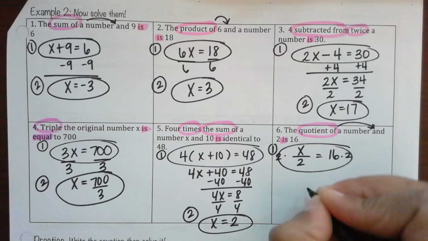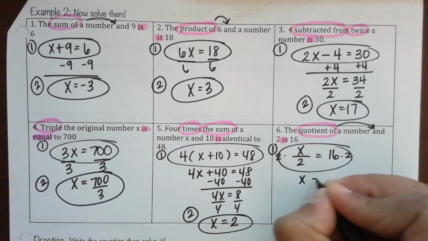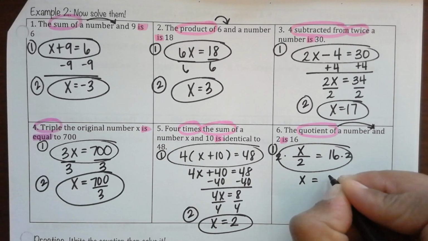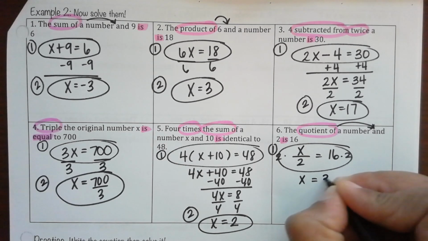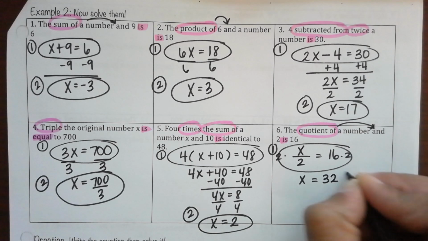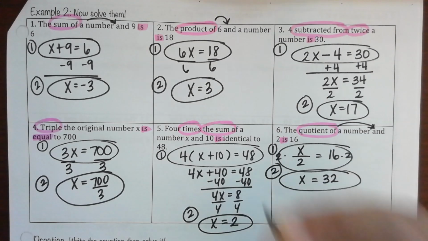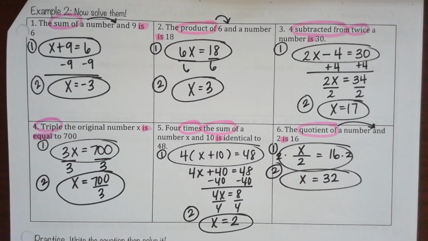So what's being brought down? X equals, and then what's being typed in? 16 times 2, which is 32. Any questions there? How are we feeling?